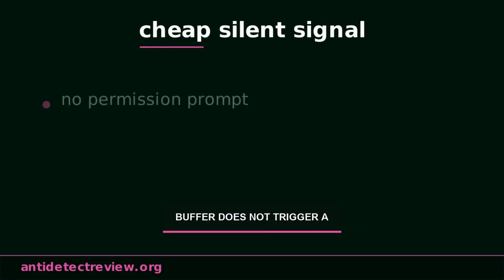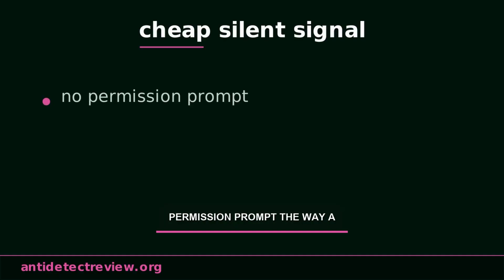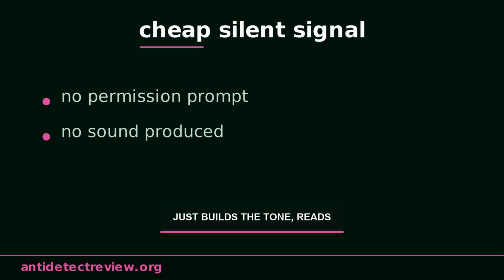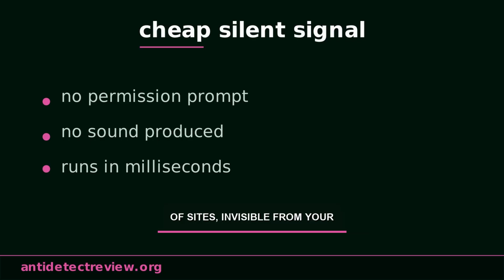Part of what makes this signal so useful to trackers is that it costs nothing and asks nothing. Generating and reading an audio buffer does not trigger a permission prompt the way a microphone request would, and it produces no sound, so there is no cue at all that it happened. The page just builds the tone, reads the numbers, and moves on. That means audio fingerprinting runs silently on a huge number of sites, invisible from your side and cheap from theirs, which is exactly the combination that makes a signal popular with detections.